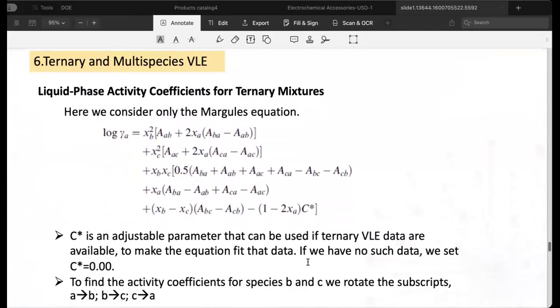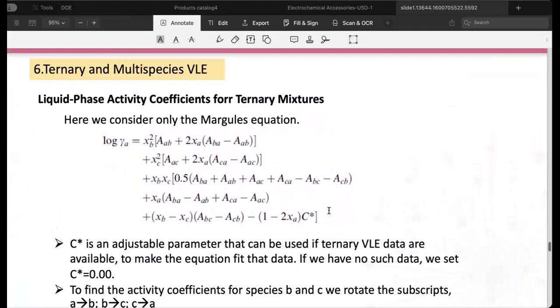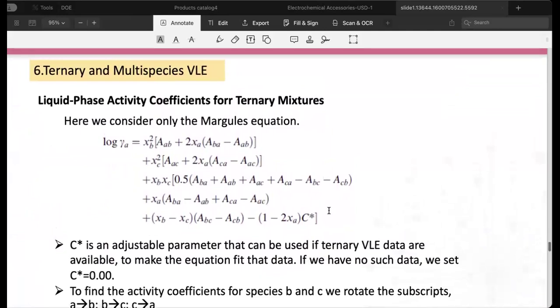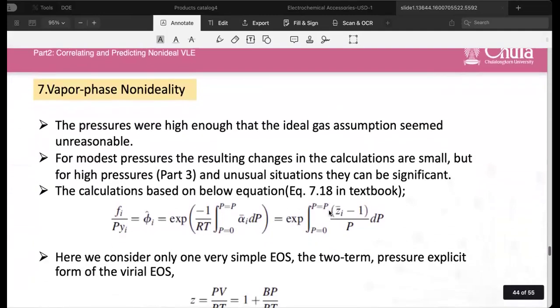So the next slide is related to liquid phase activity coefficient for ternary mixture. What we learned so far is for binary mixture, but you can use parameters from binary mixture to estimate the ternary mixture.